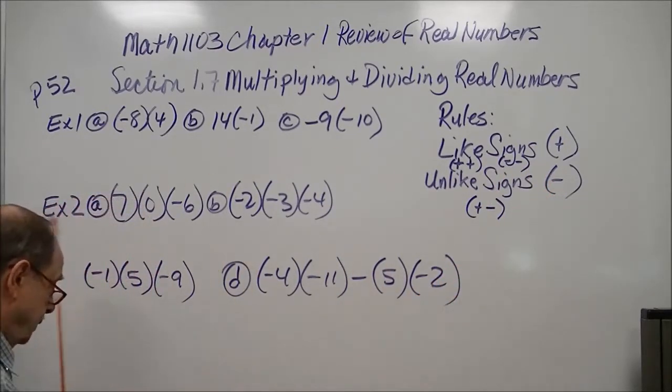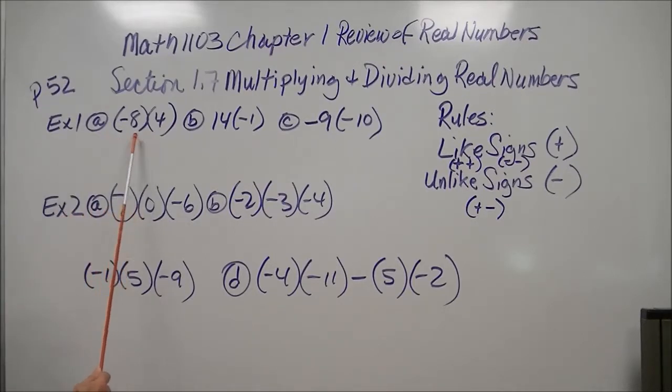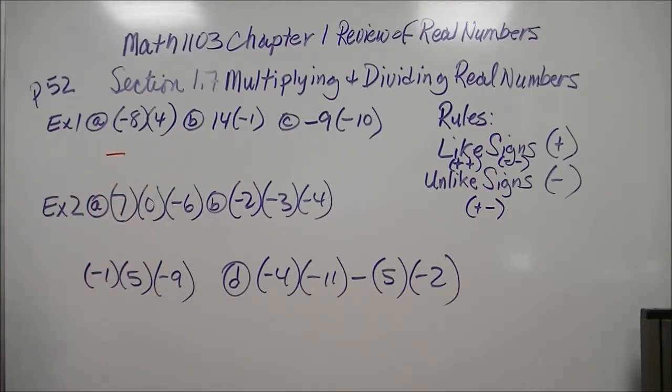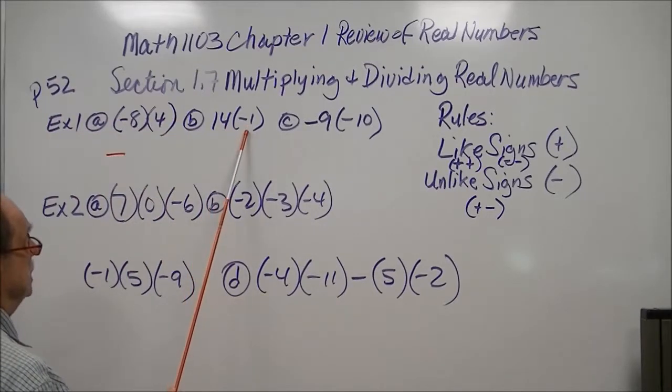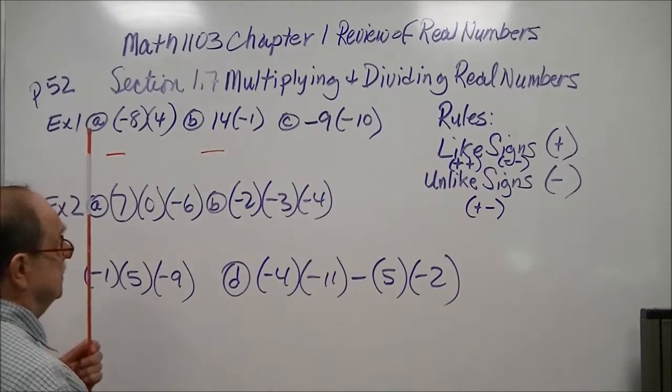So a procedure, a strategy for doing this would be: look at what you have and then determine the sign of the answer. Then don't worry about the sign anymore because you've determined what it will be. For instance, in example 1, we have one negative and one positive. So the answer is going to be negative. Here we have one positive and one negative. They're unlike signs, so the answer is going to be negative.